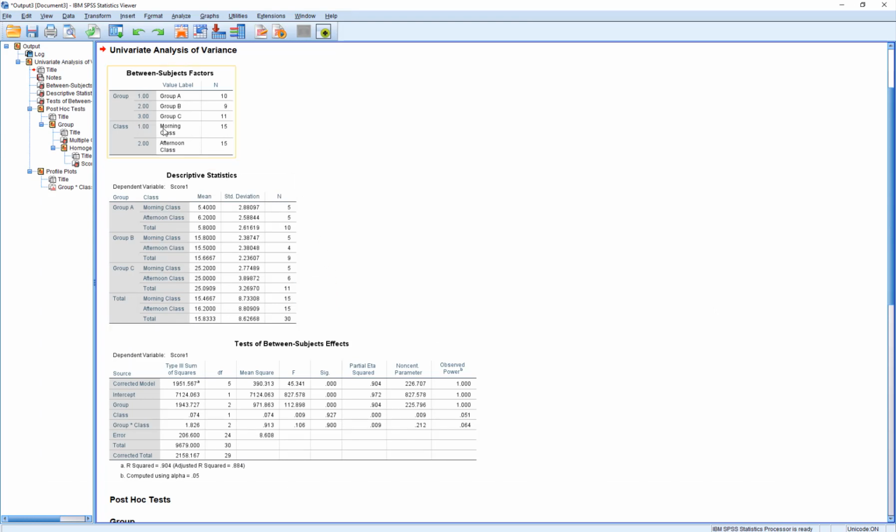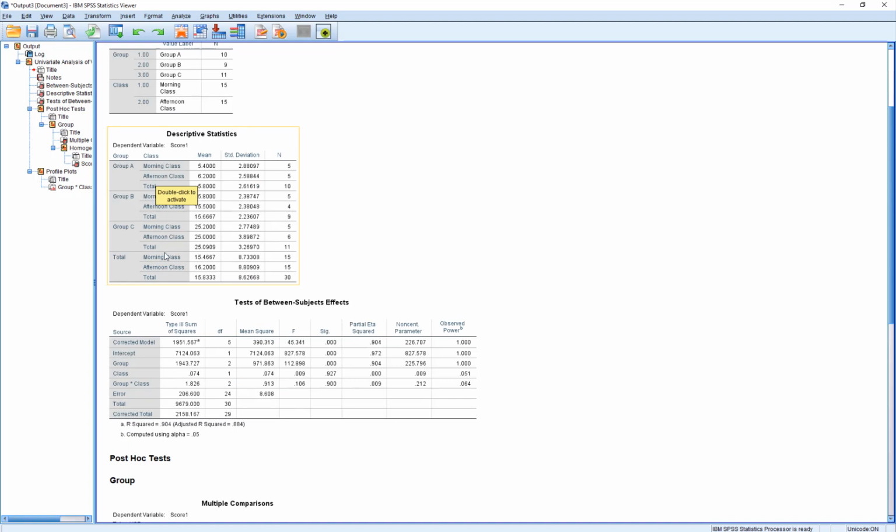The first table is the between subjects factors: group A, group B, and group C, which is group, and class. We have morning class and afternoon class. You'll notice that group has 1, 2, and 3, and class has 1 and 2. This is how the variables were coded, as I mentioned in the beginning of the video. Here we see Group A had 10, Group B had 9, and Group C had 11 participants. If we're just looking at class, morning class had 15, afternoon class had 15.